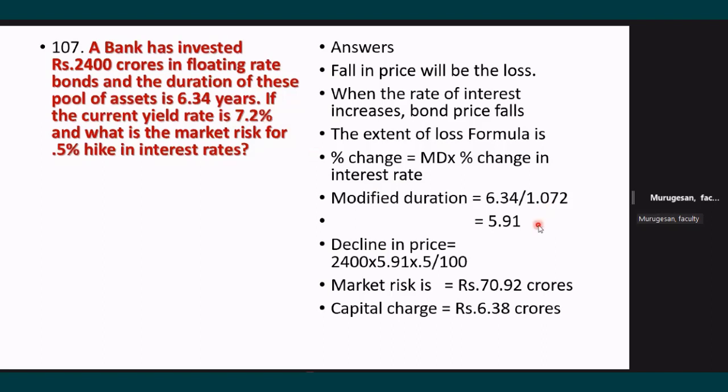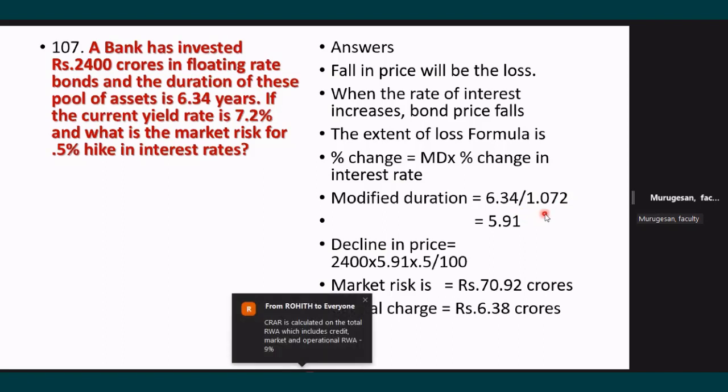So 6.34 divided by 1.072. That is 1 plus R; always remember. So two more formulas you have remembered. This will help you do arithmetic in a better way. When duration is given, immediately come to modified duration. Unless you get the modified duration, this formula you cannot apply.